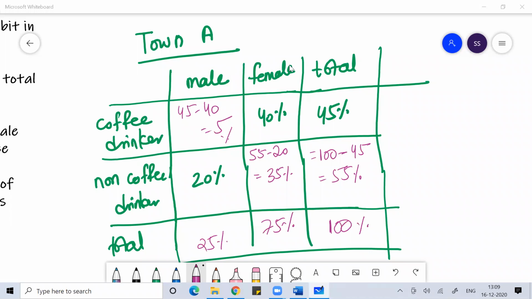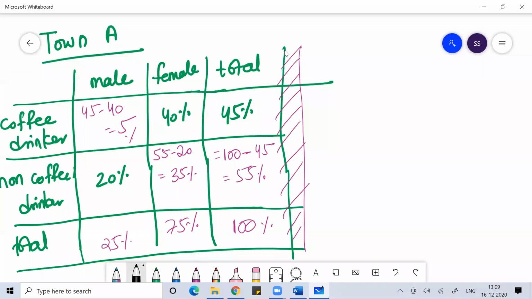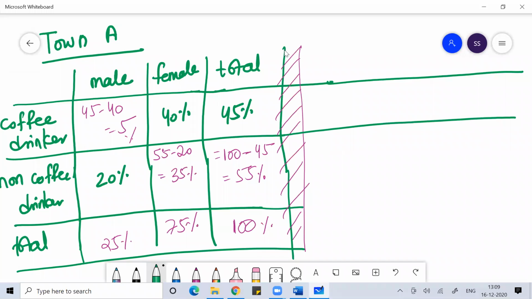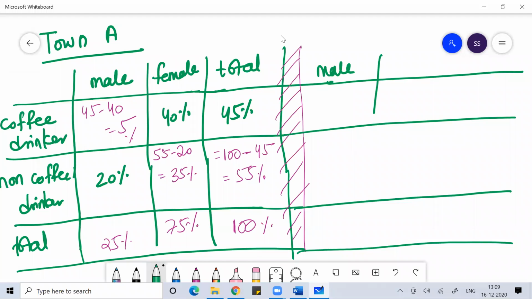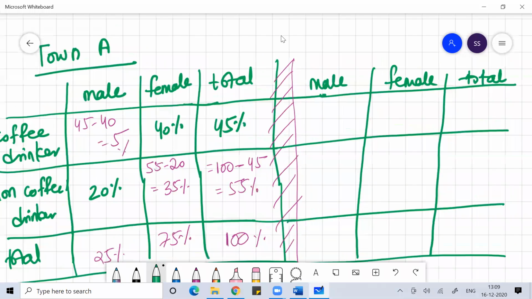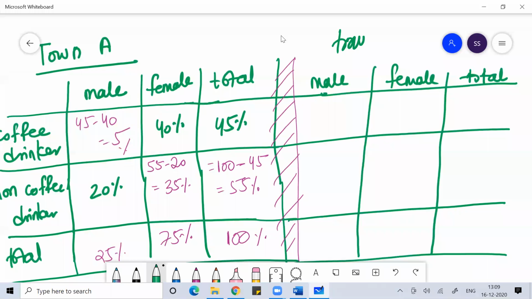Okay, so we did for town A. Now let us do for town B. This is male, this is female, this is total. Male, female, total. So this is town B.